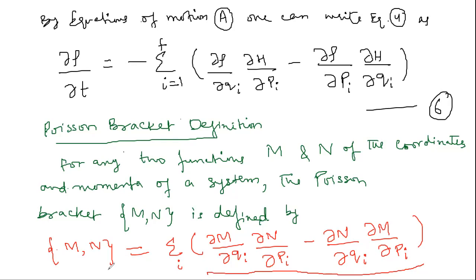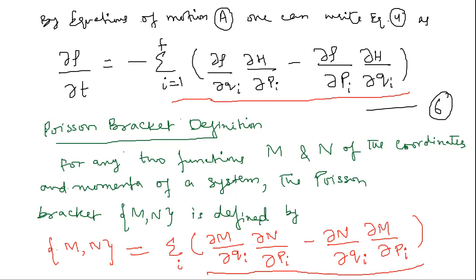Now, why has this been defined? Because in classical mechanics, if you see this equation 6, such expressions appear in many situations. If we use the definition of Poisson bracket, it can be written in compact form as minus times the Poisson bracket of rho and h. So this is how things become compact.